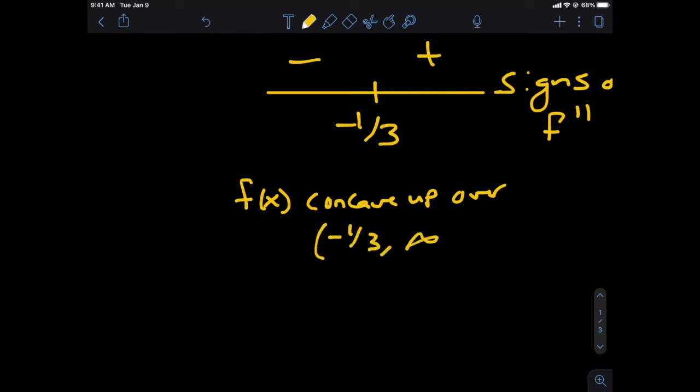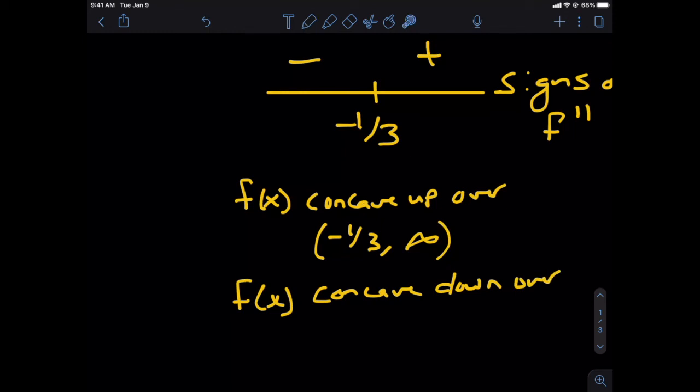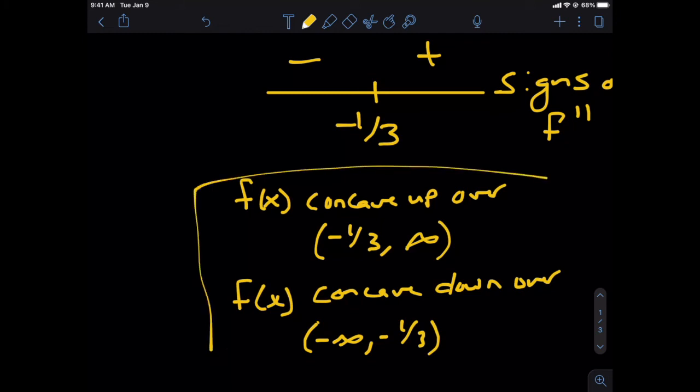And we can write that interval like this. Same as before, we're going to leave that open at negative 1/3 because it's equal to 0, which means it's neither positive nor negative. We can tell that we're concave down when the second derivative is negative, like we see over this interval from negative infinity to negative 1/3. So we get this piece of information right here. And this is where our function is concave up and concave down.